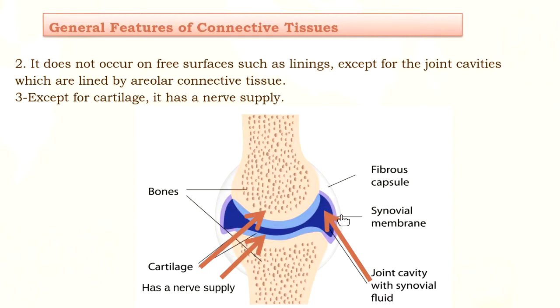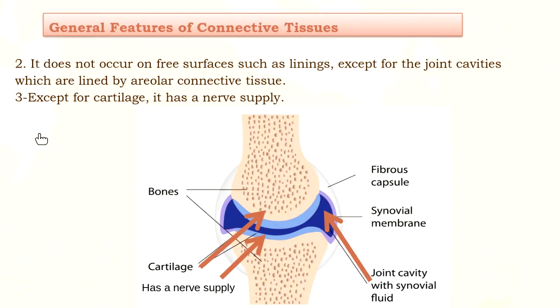Can you make out this very clearly? This is the fibrous capsule. This is the only area where it is present in the form of lining. Otherwise, it is never present as lining. The third characteristic feature is, except for the cartilage, it has nerve supply.